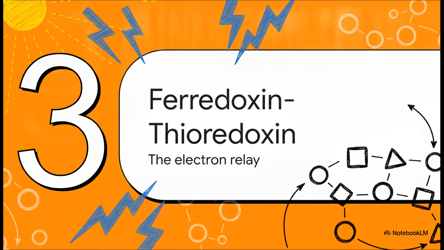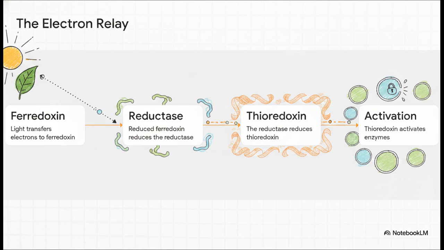Section 3. The Ferredoxin-Thioredoxin System. The electron relay. Let's move to photoreduction and see how this builds upon what we just learned. If Rubisco-Activase was our mechanic, this next system is basically a direct electrical wire connecting sunlight straight to the enzymes. It's a continuous electron relay. Light strikes the plant, driving the transfer of electrons from water to a protein called ferredoxin, reducing it.